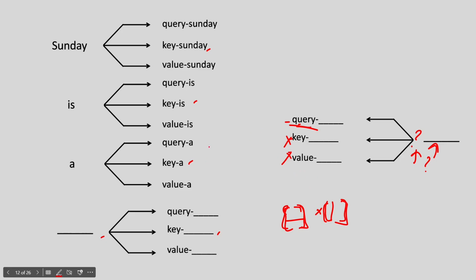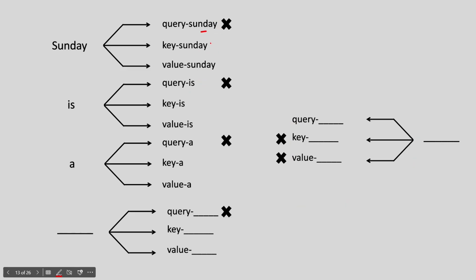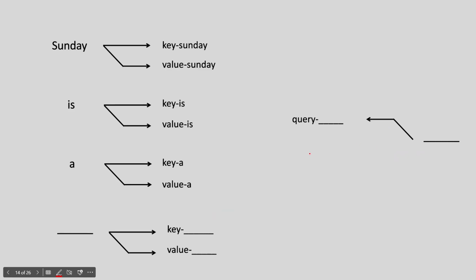Okay, so what are the things we don't need? We don't need the key and value over here. We only need the query, and we only need the keys and the values of the other words. So can't I remove all the queries of these? Yes, we can. So you see all the queries are removed from here, and the key and value of this word, whatever we are trying to figure out, this blank, is going to remain. So let's remove all of this.